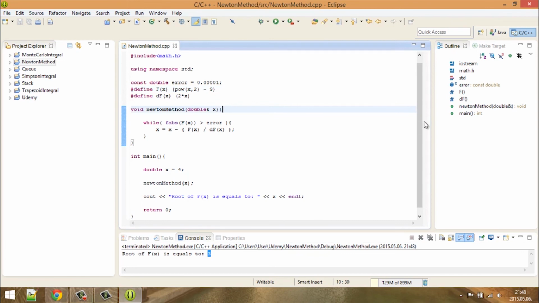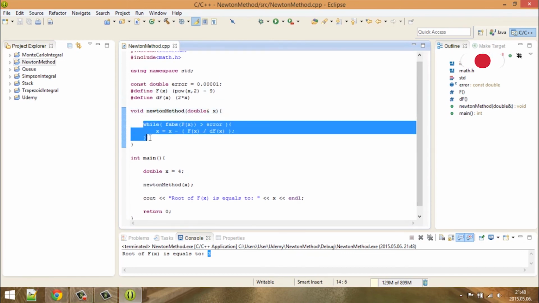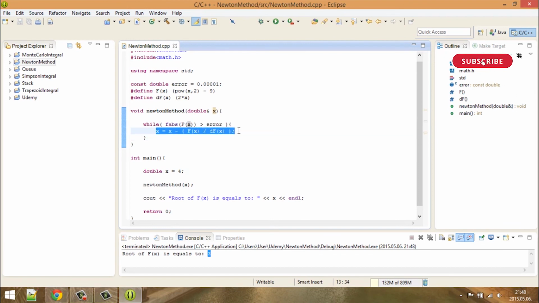So that's all about the Newton formula. As you can see, we can implement it very easily with the help of this iterative formula. We just have to run our algorithm until we are inside the error term, and that's all. The main disadvantage we have discussed earlier is that we have to know the derivative of the given function. So that's all. Thanks.